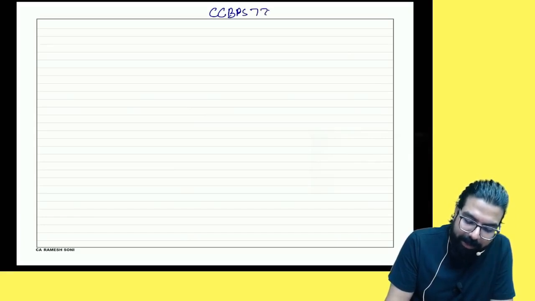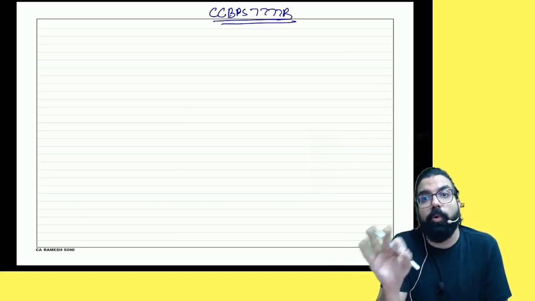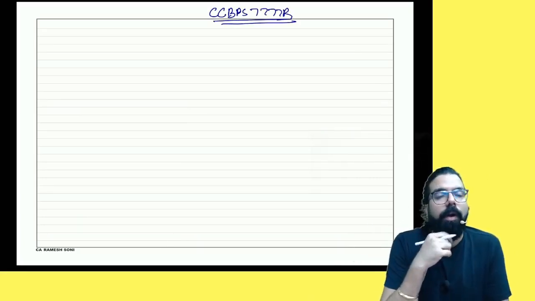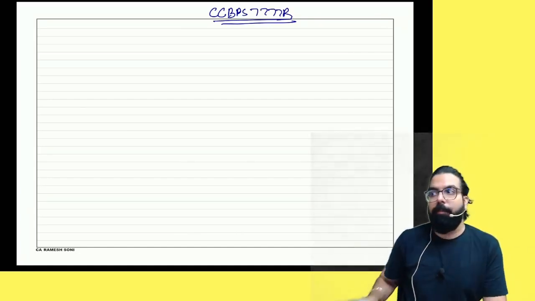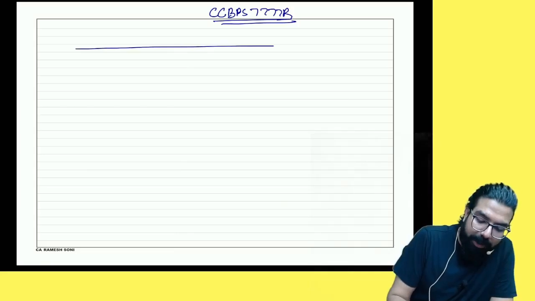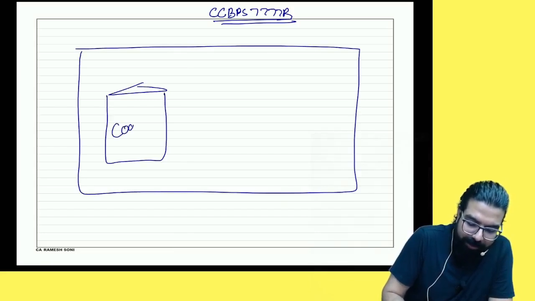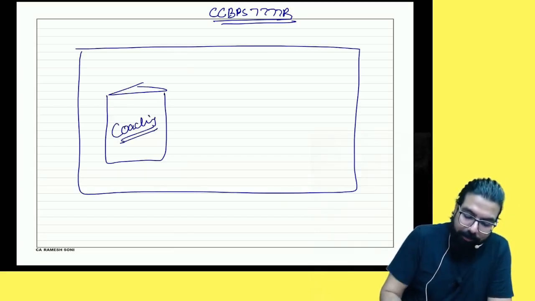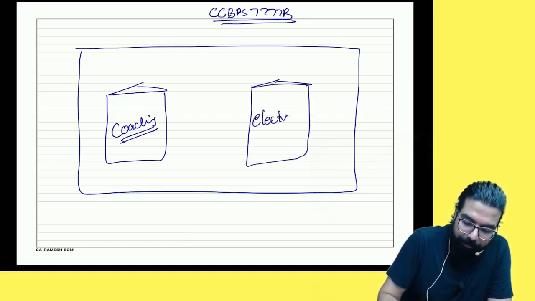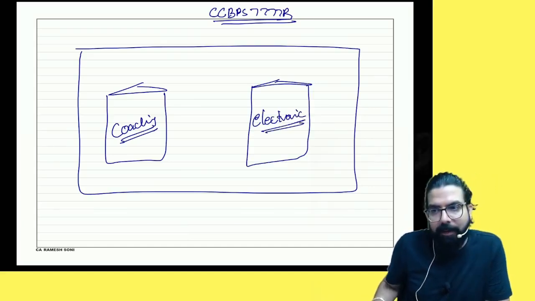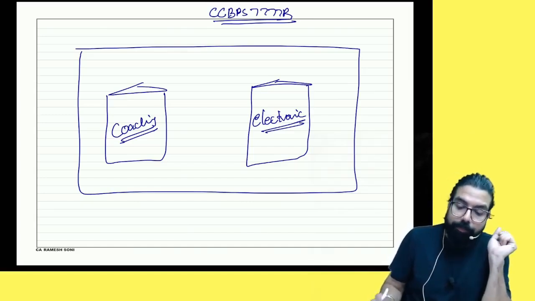CCBPS 7777R. This is my PAN number for an example. Now under my PAN number, I have to go ahead and take GST registration. If I am in the state of Karnataka, for an example, and doing business from here, supposing I have one coaching center and one electronic shop. There are two things which I have.